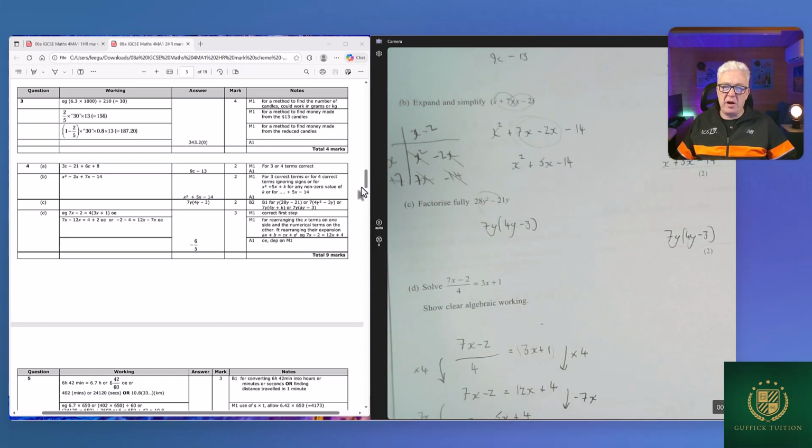And what do I get when I divide minus 21y by 7y? The answer is you would get minus 3. Okay, so that's that one factorised.